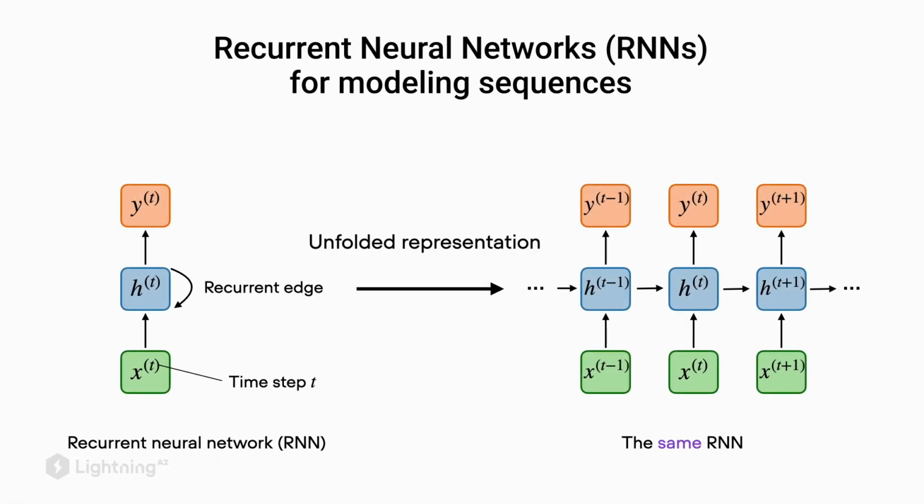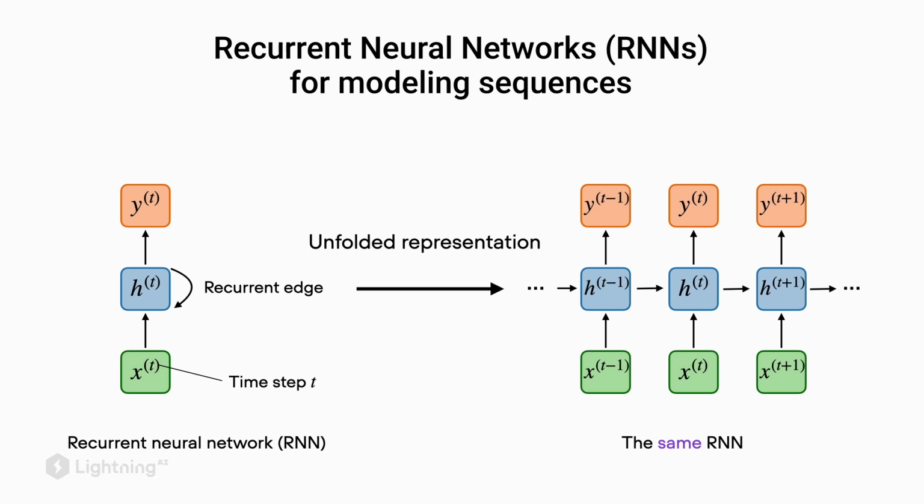Alright, let's now talk about the different sequence modeling tasks that we can tackle with recurrent neural networks. So let's briefly recap what the structure of a recurrent neural network looks like. On the left-hand side, we have this compact visualization with a recurrent edge. And on the right-hand side, we have the same network in the unfolded representation. It's just a different type of visualization.